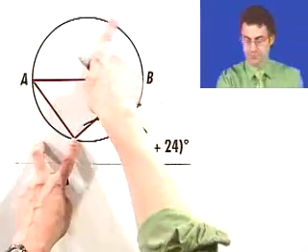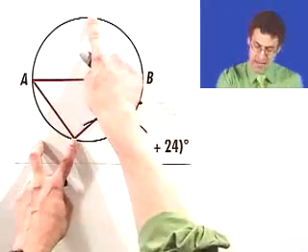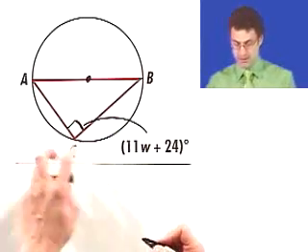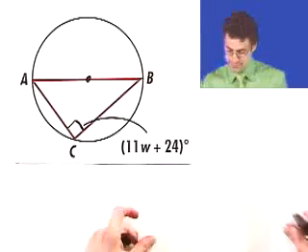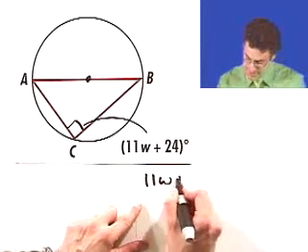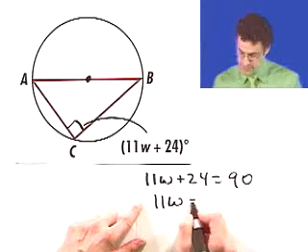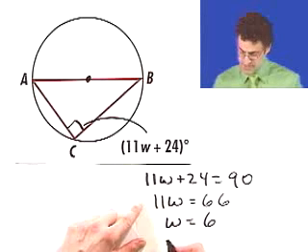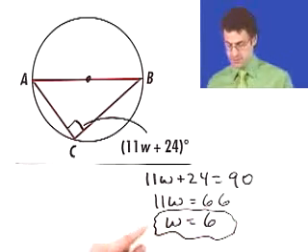I see, therefore, that this arc is a semicircle. And so I know that its measure is 180, which automatically tells me that this has to be a 90-degree angle. It's a right angle. So therefore, this thing equals 90. And so now I'm home free. Love this theorem. So if we subtract 24, I see 11W equals 66. And so W, when I divide through by 11, equals 6. And so therefore, W equals 6. And that was the question. Find W. W is 6. Isn't that great? Let's look at another example.